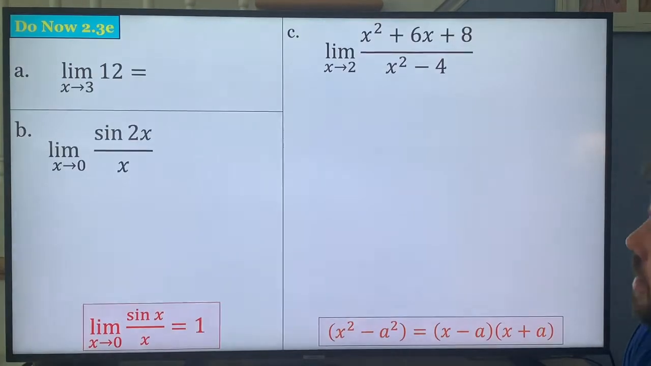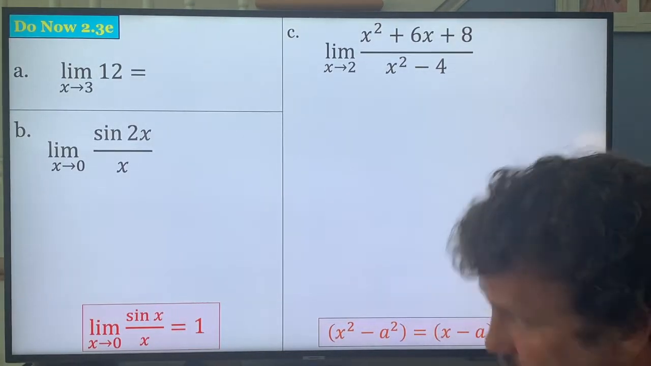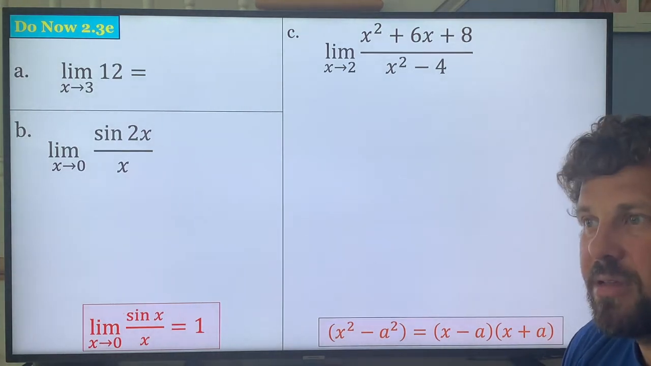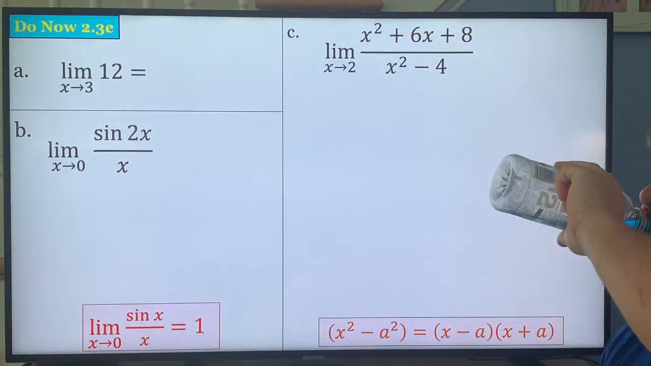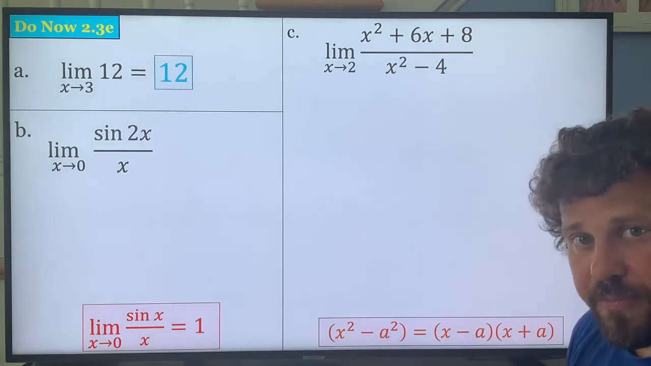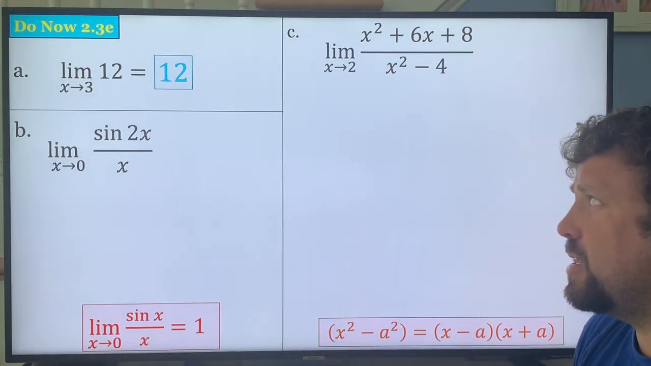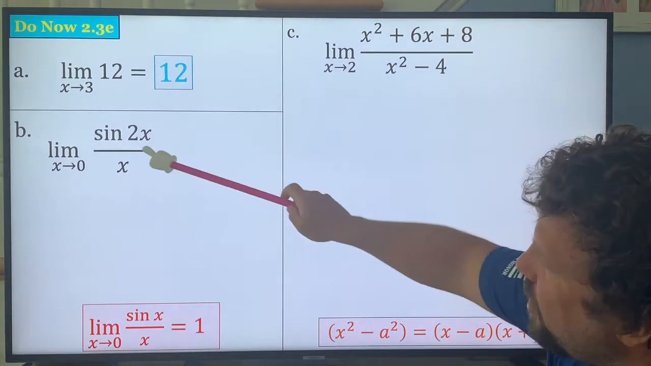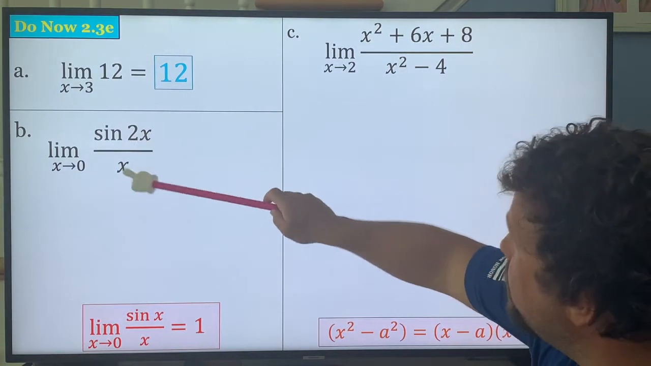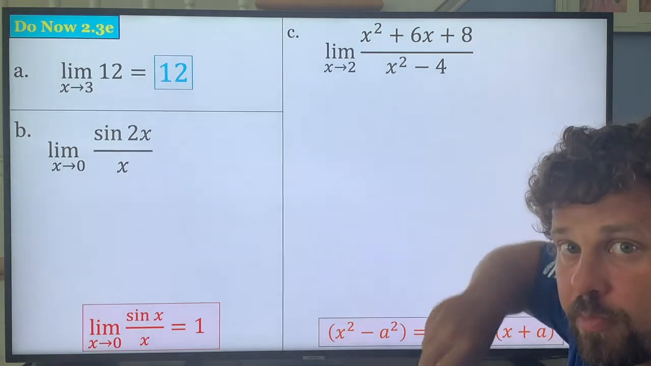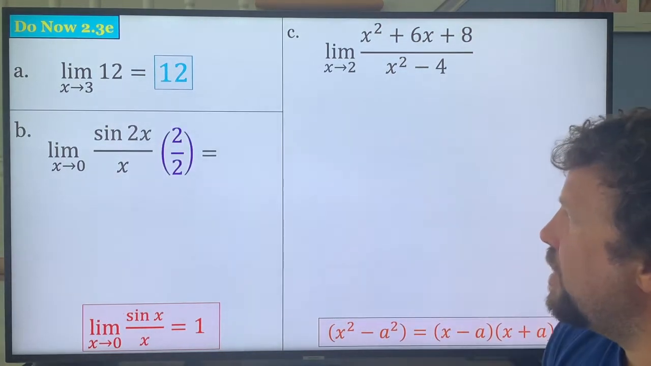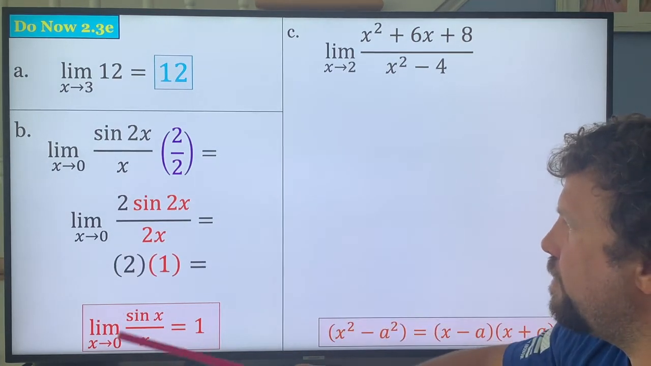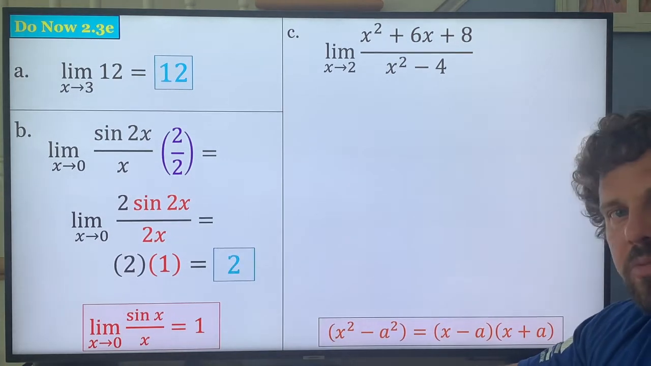All right. Let's go do some do-nows. Oh, this goes back to the beginning of the chapter. 12. Limit of a constant as x approaches any number is a constant. That hammered home yet for you? This has to match this, so what do I have to multiply the numerator and the denominator by? 2. If I do that, you get 2 sine 2x over 2x. Sine 2x over 2x becomes 1. 2 times 1 is 2.